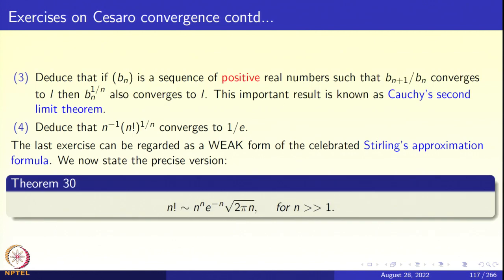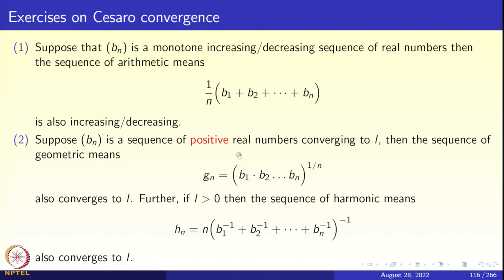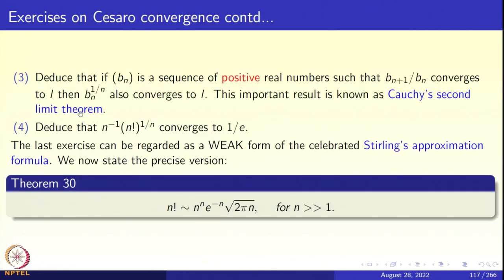So those are three exercises on Cesaro convergence, or Cauchy's first limit theorem, and you can do them. Now deduce that if Bn is a sequence of positive real numbers such that the ratio Bn plus 1 by Bn converges to L, then the nth root of Bn also converges to L. This important limit is called Cauchy's second limit theorem. You use the previous result on the geometric sequence. Use the second result to show Cauchy's second limit theorem, that Bn plus 1 by Bn converging to L implies the nth root of Bn also converges to L.